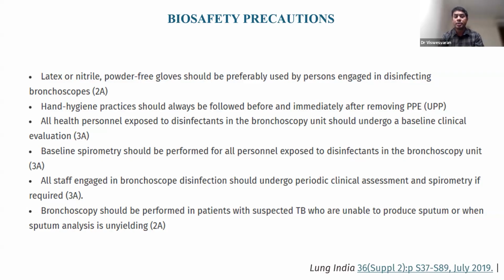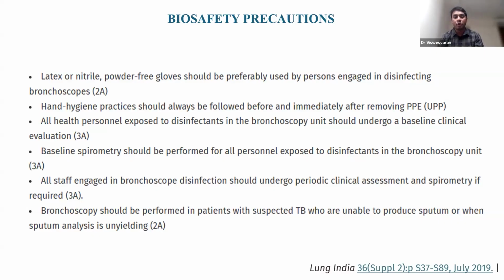All healthcare personnel exposed to disinfectants in bronchoscopy should undergo a baseline evaluation, because exposure to the detergents and the latex can make you prone to develop occupational asthma as well. And all staff engaged in bronchoscopic disinfection should undergo periodic clinical assessment.